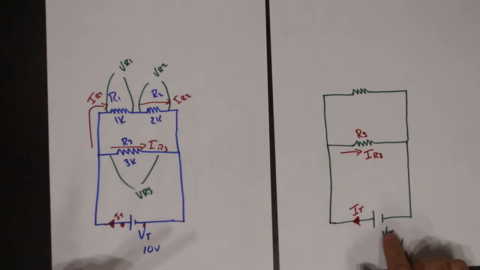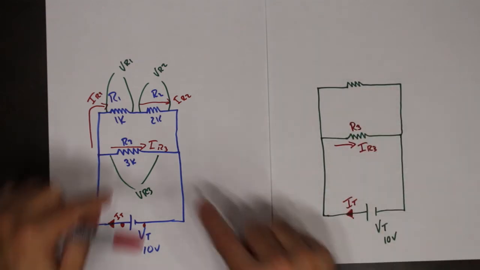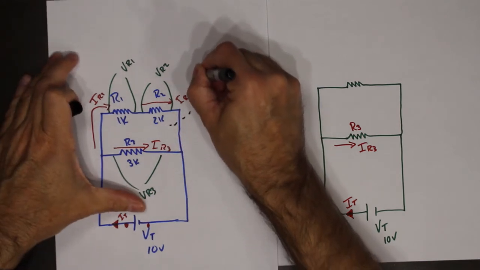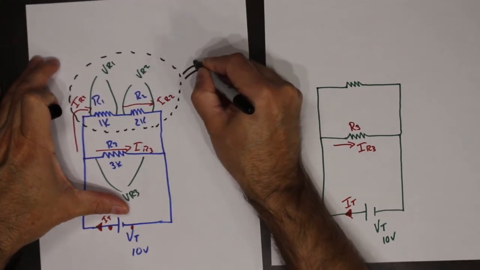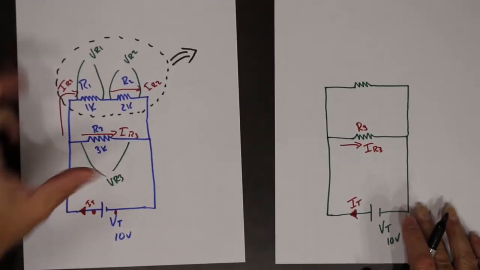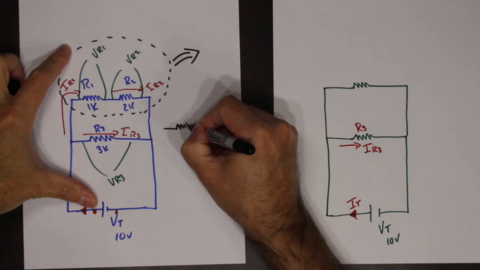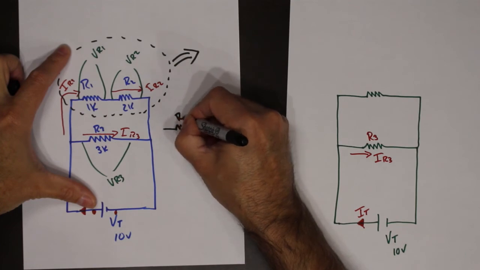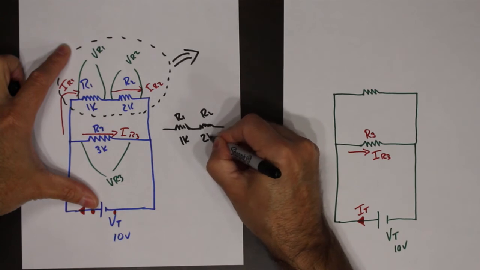Now we have to look at this resistor. This resistor is coming from the other branch. So what we're going to do is extract that other branch, just like we did before, and find its equivalent. So I have these two resistors, R1 and R2. This one is 1K, this one is 2K.